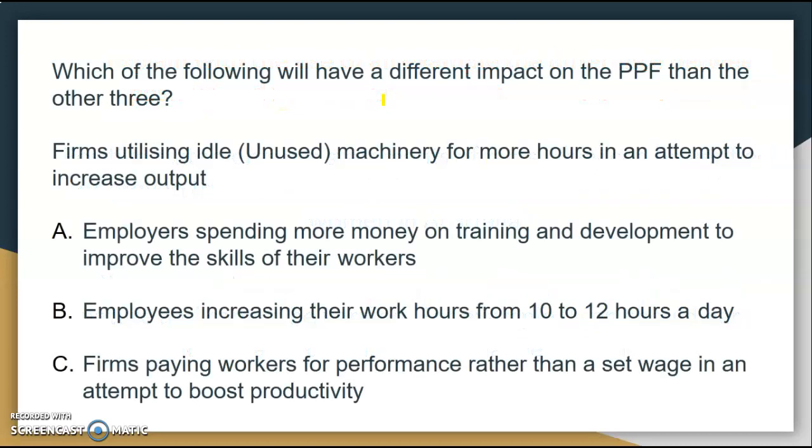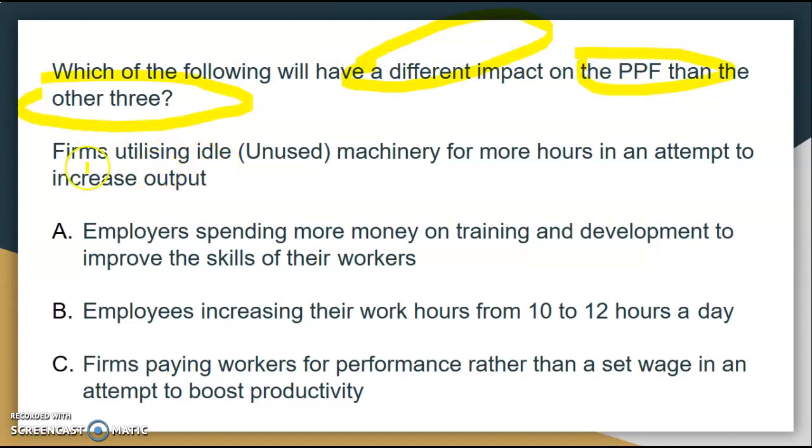This is a question that's been tripping up a lot of people on the practice SAC. Which of the following will have a different impact on the PPF than the other three? So first one, this should be A. I don't know what's happened there. A, B, C, D. Firms utilizing idle machinery. That will cause us to go from within our PPF to on our PPF. Employers increasing their work hours. Again, the quantity and quality of resources hasn't changed. So we're just moving from a point inside our PPF to on our PPF.